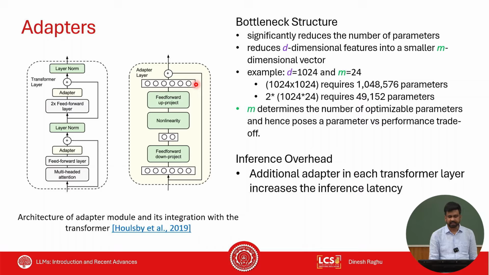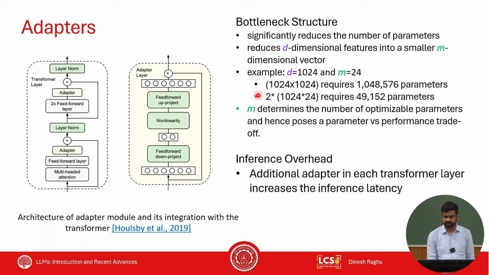So the main advantage here is that this reduces the number of parameters significantly, right? So let's say your hidden dimension is 1024, and now you're down projecting it to a value m which is 24. If you did not have this bottleneck structure, you would have had 1024 cross 1024 parameters, right? But now you would have 2 times 1024 cross 24, right? This is orders of magnitude lower than what you would achieve otherwise, right?